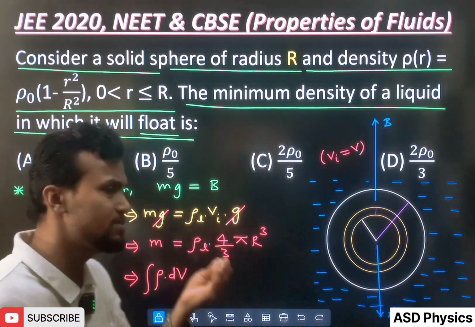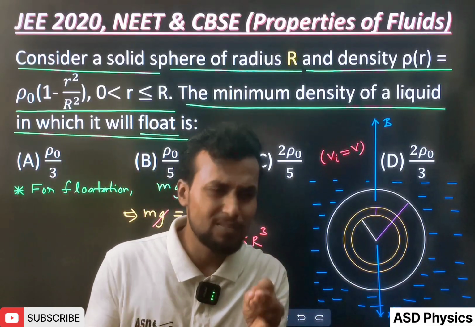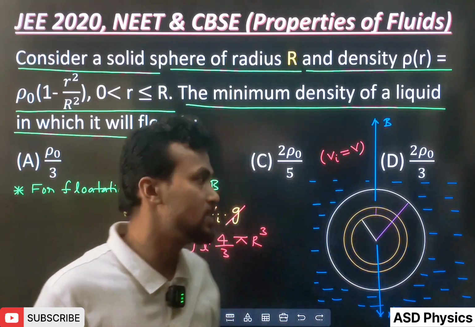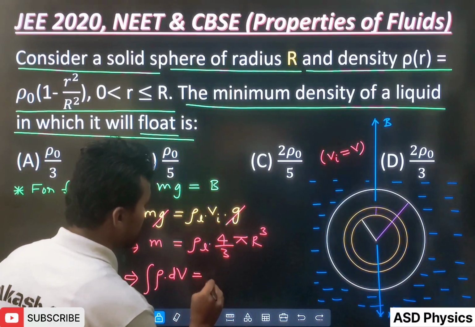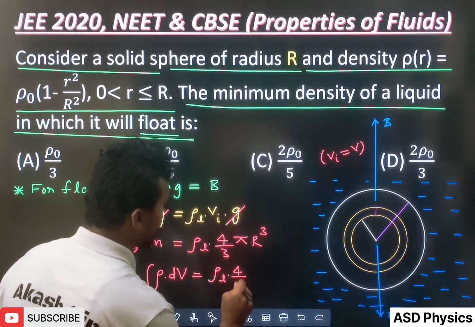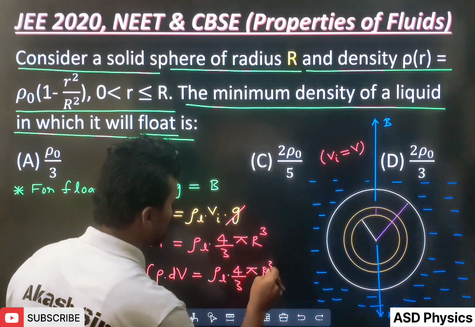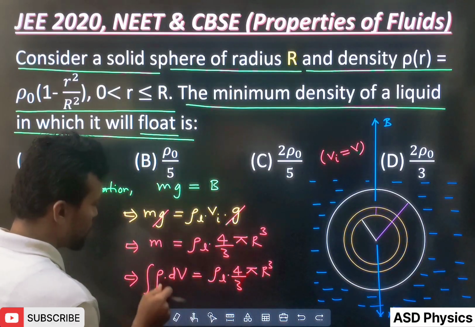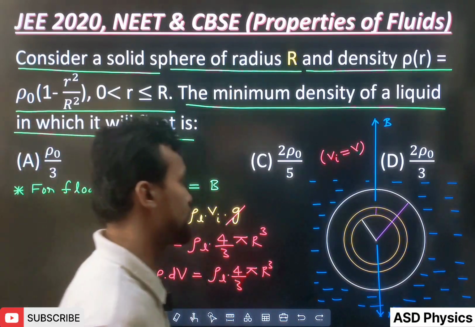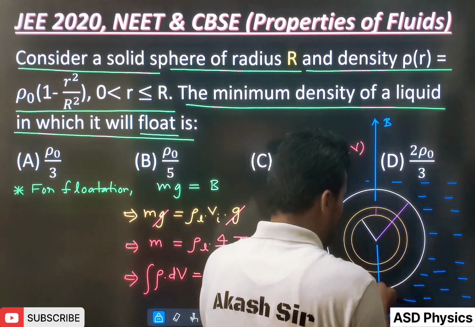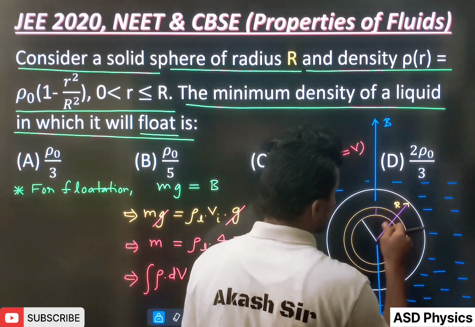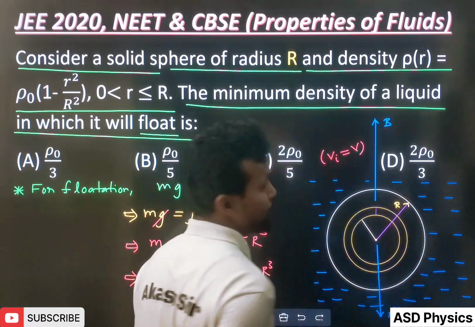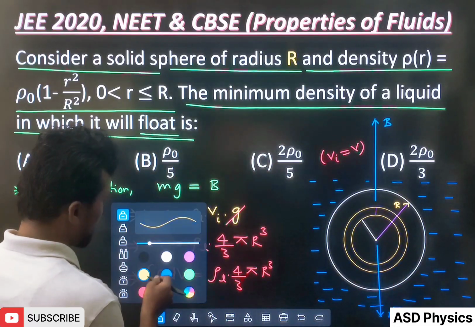And dv is the very small volume of the sphere inside, which I will show you here. So what is coming here is rho L times 4 by 3 pi R cube. Now we are going to find this very small volume. Let's take one solid sphere, and the radius of this sphere from the center is R. So this is the radius.